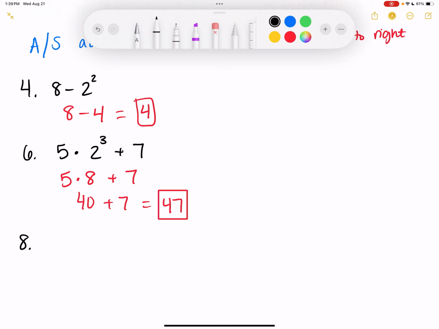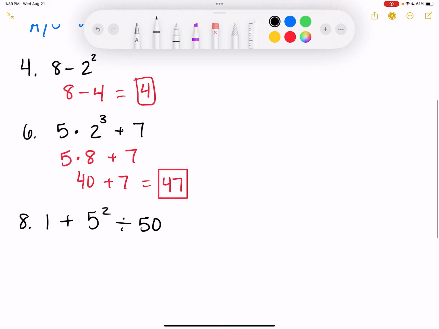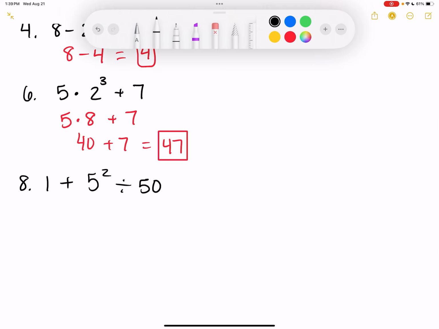8. 1 plus 5 squared divided by 50. What am I doing first on this one? 5 squared. 5 squared, which is? 25. So 1 plus 25 divided by 50. The division, what is 25 divided by 50?